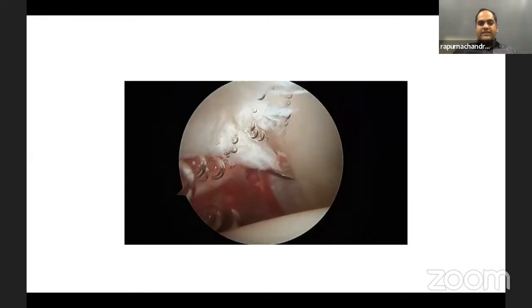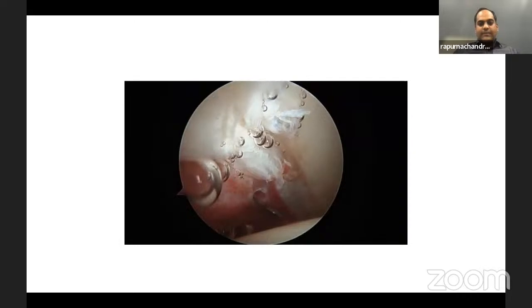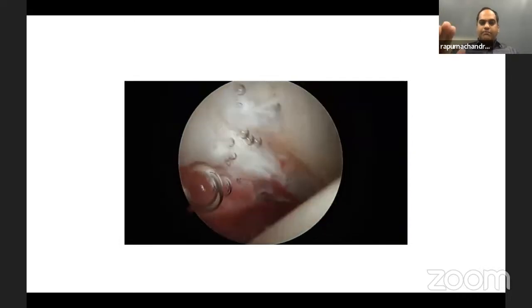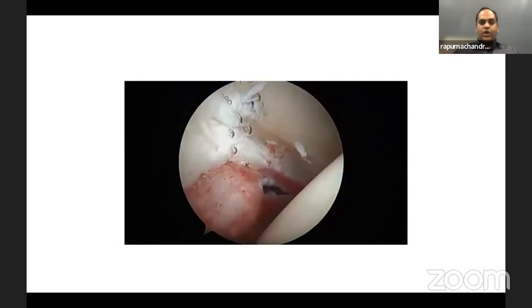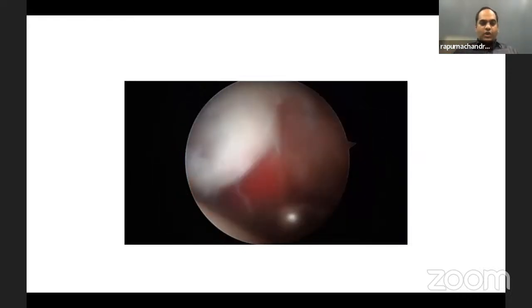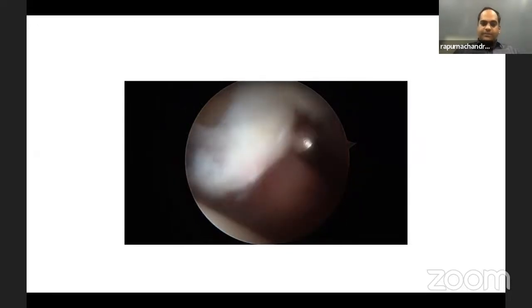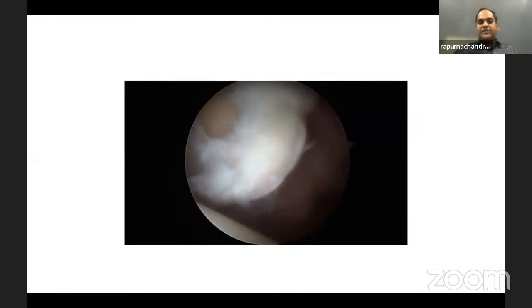You can see that, as I envisioned on the CT scan, the labral damage is quite posterior to the midline, that is posterior to the 12 o'clock position, from around 9 or 10 o'clock, I would say, till the 12 o'clock position. Just for information, the patient is in lateral position, on a Smith-Nephew traction table.